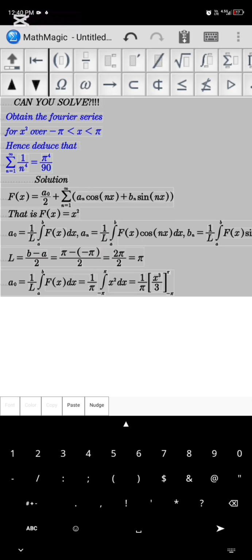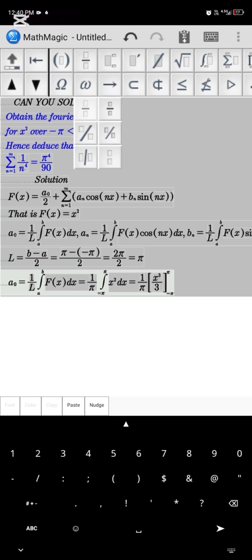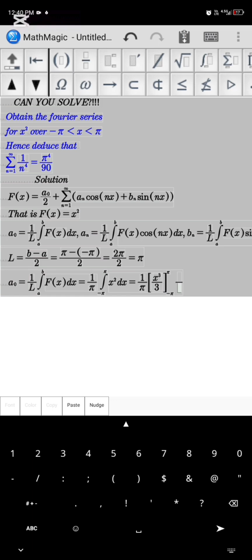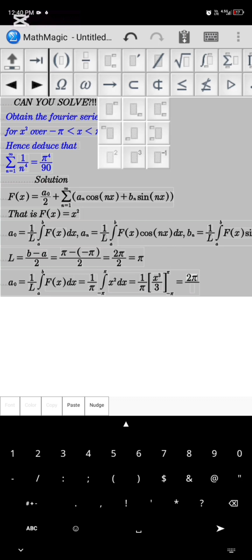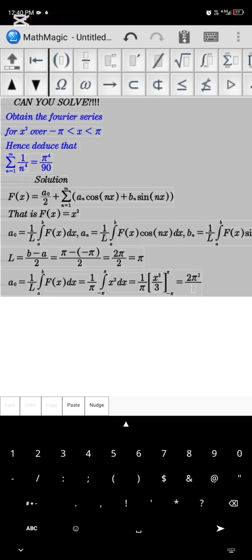Now since we have this, if you apply your limit, what we are going to get for our a naught will be 2 pi squared, everything over 3. That's what we are going to get for our a naught if we simplify completely. So our a naught is 2 pi squared over 3. We already have the value for our a naught, so we are moving gradually.